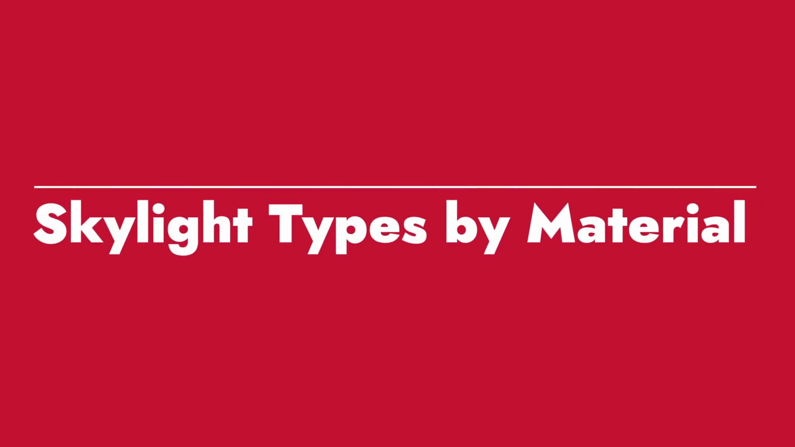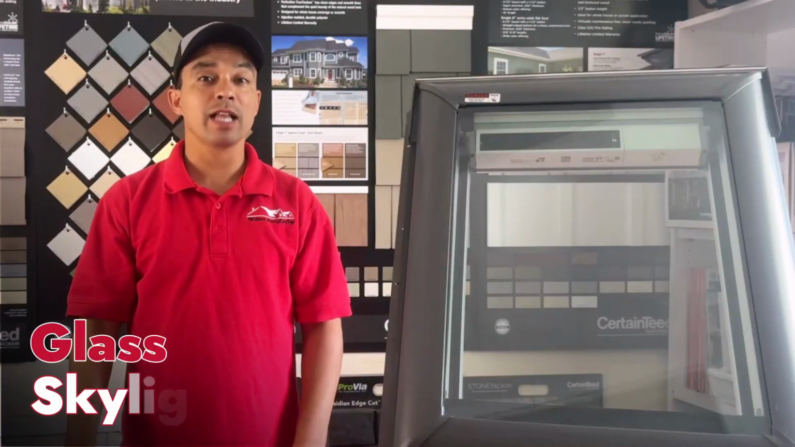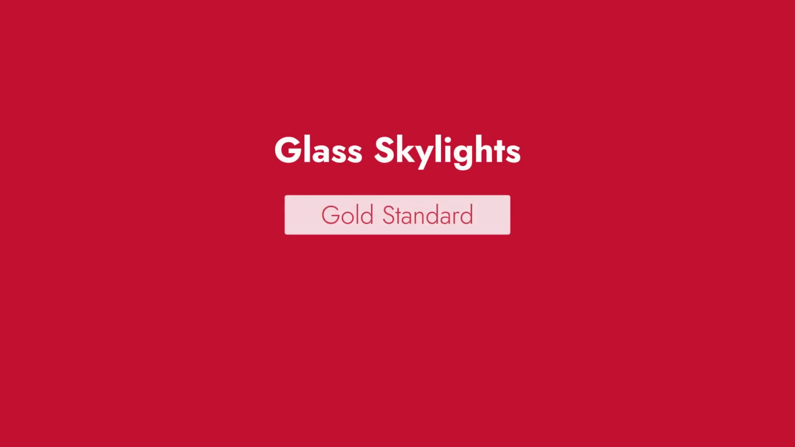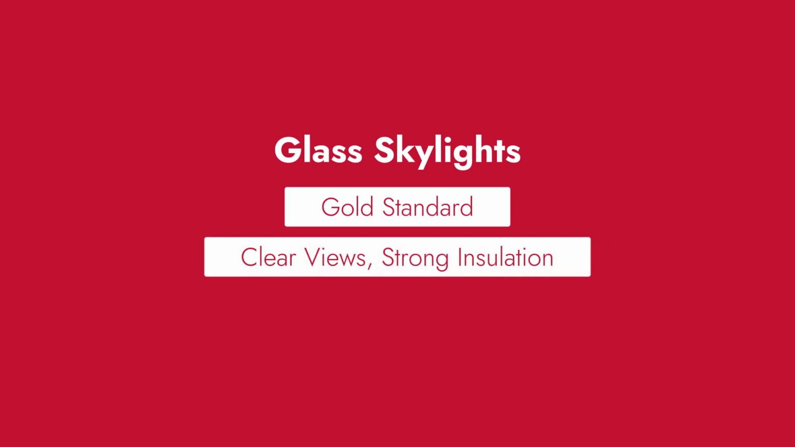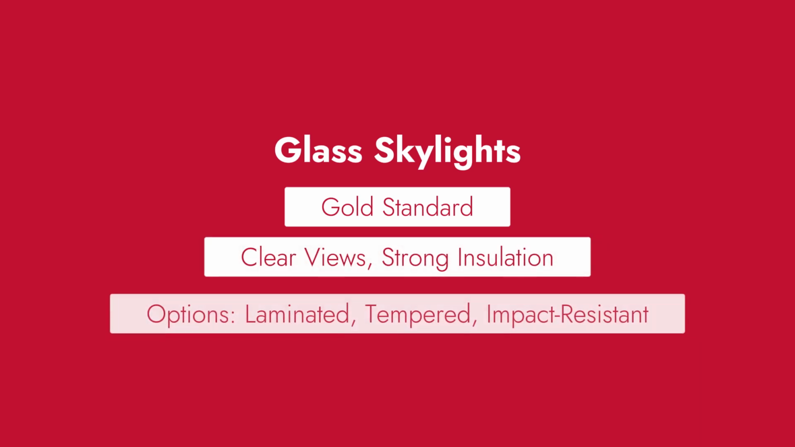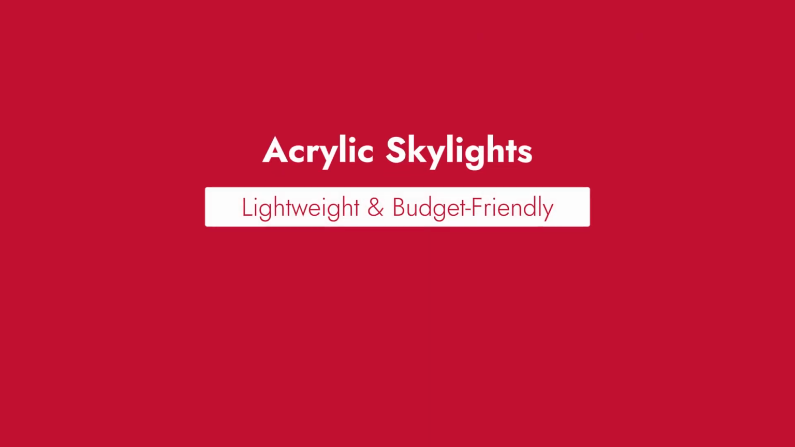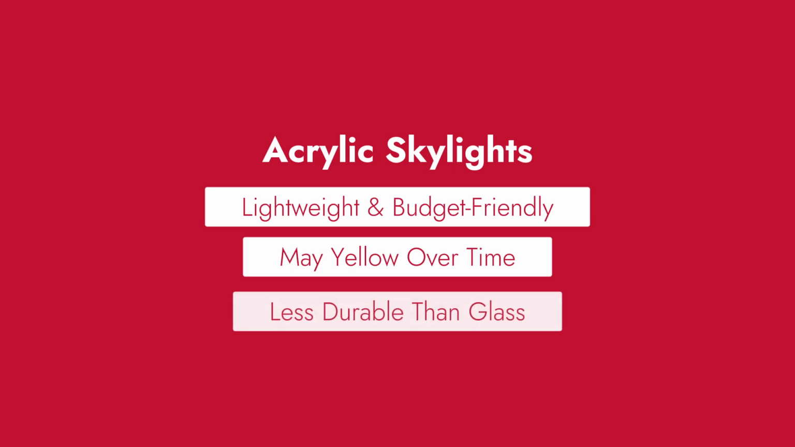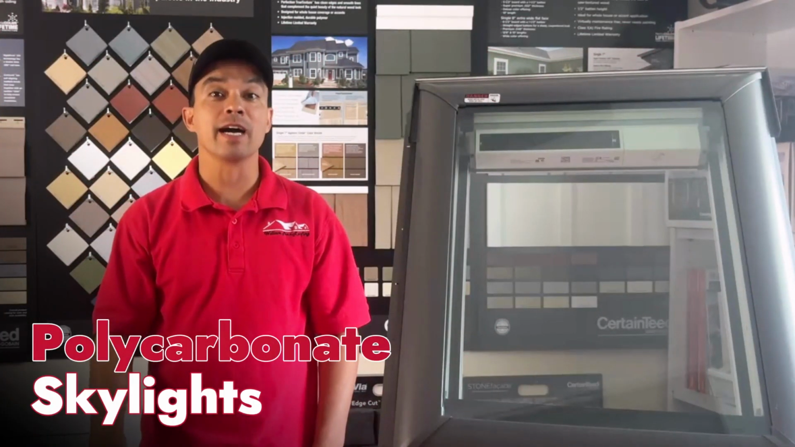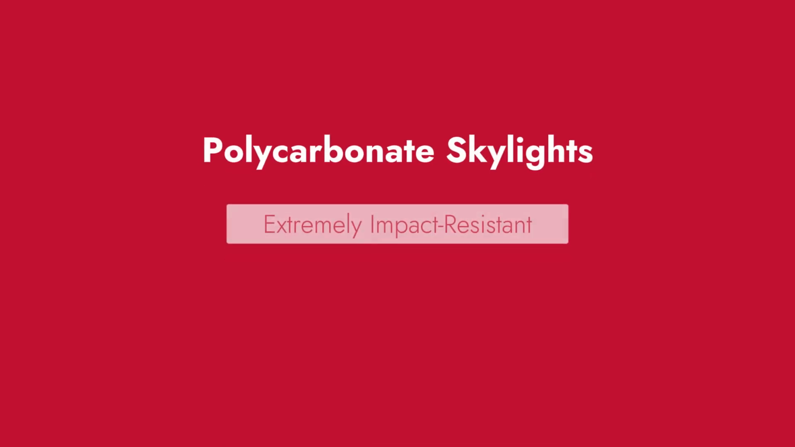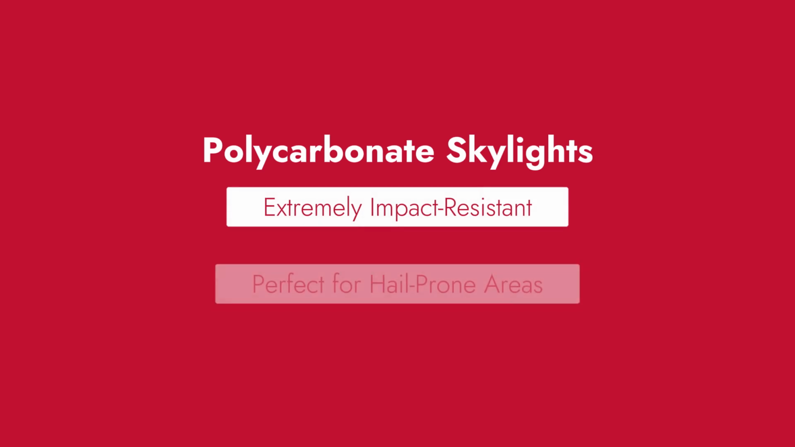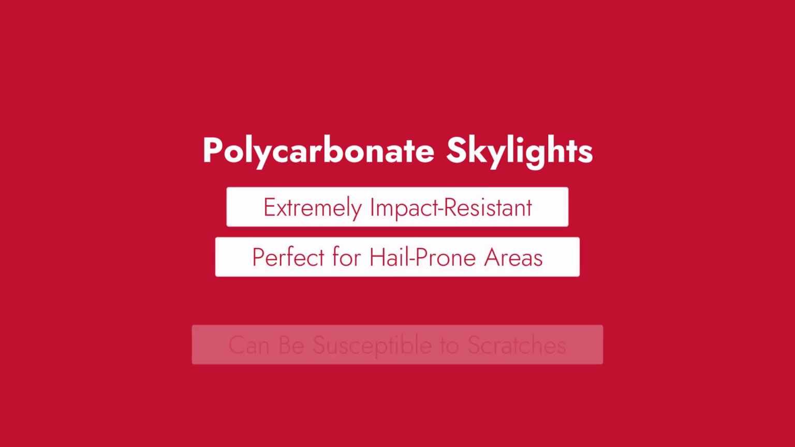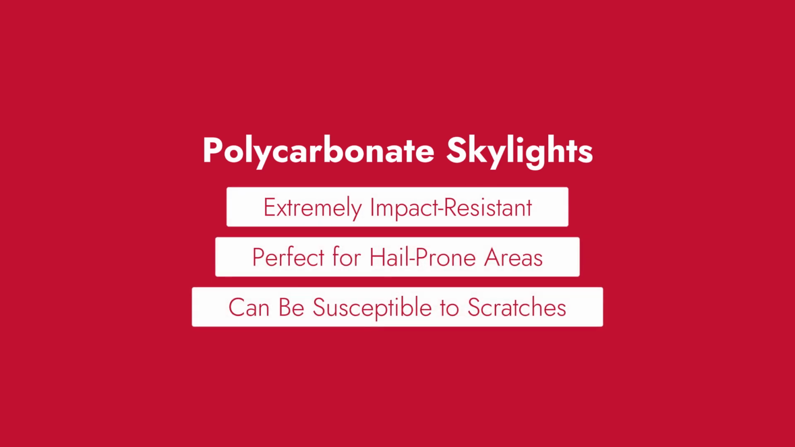Now let's talk about skylight types by material. First, we have a glass skylight. These are the gold standard. They provide clear views and strong insulation, and options like laminated, tempered, and impact resistant. Next, we have acrylic skylights. Acrylic is extremely lightweight and budget friendly, but it may yellow over time, and it isn't really quite as durable as glass. Finally, we have polycarbonate skylights. These, however, are extremely impact resistant. These are perfect for areas that are prone to hail, but unfortunately, they can be more susceptible to scratches.